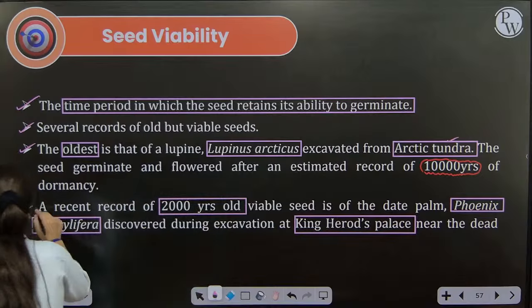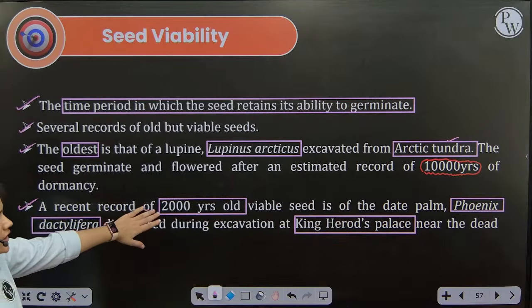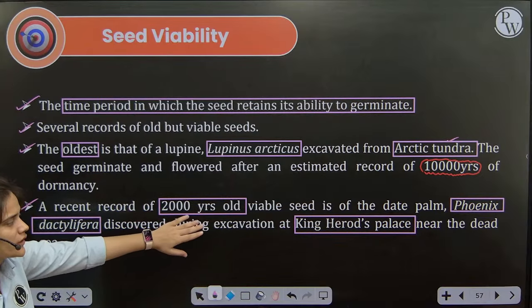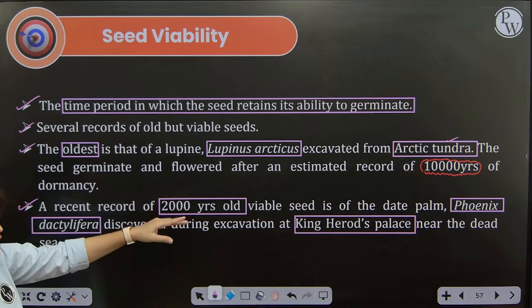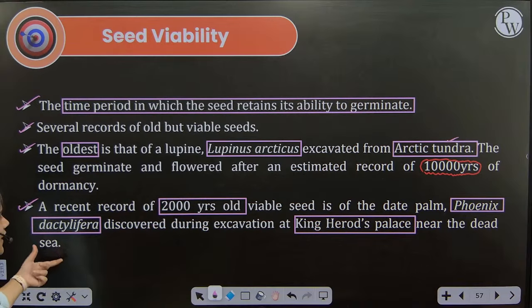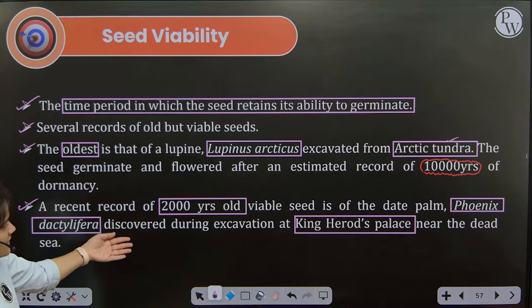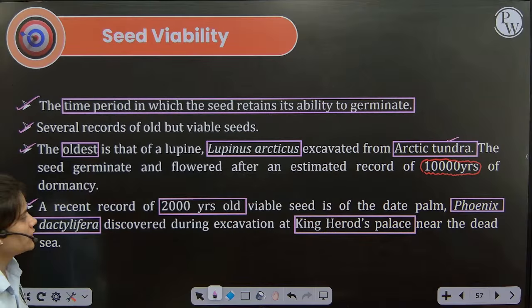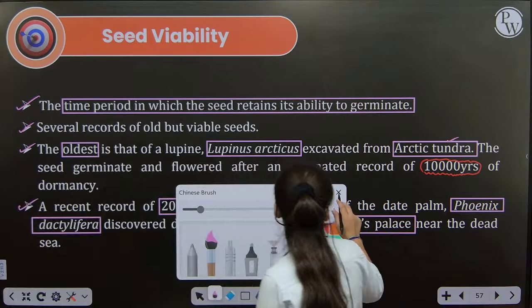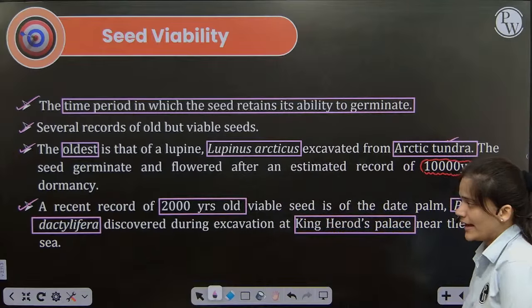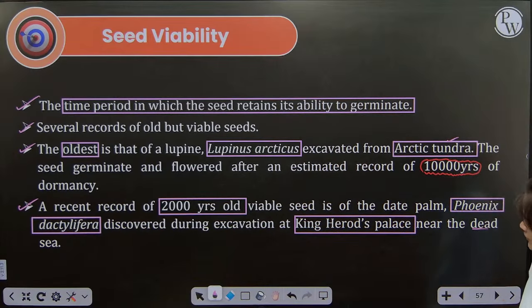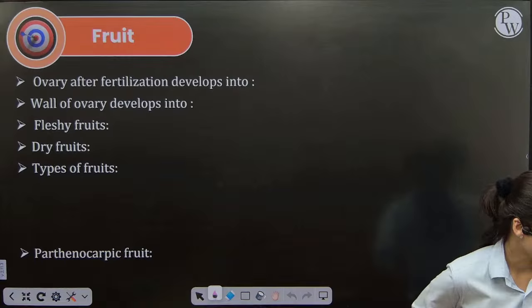And a recent record of a 2000-year-old viable seed is of the date palm, whose scientific name is Phoenix dactylifera, discovered during excavation at King Herod's Palace near the Dead Sea. Now the next topic is fruit.